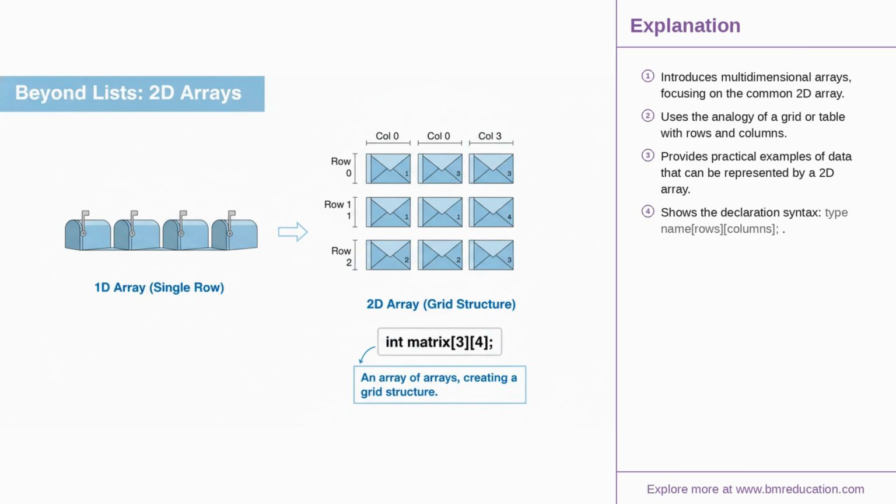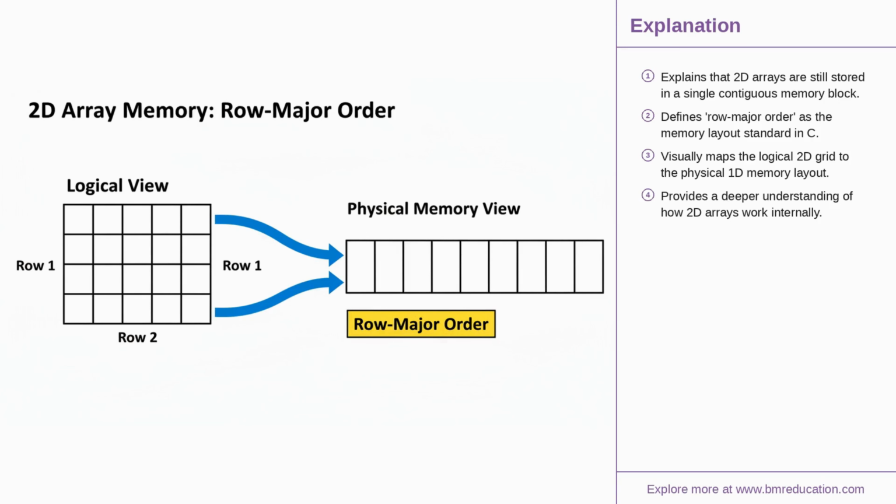Under the hood, a 2D array is still stored as one single contiguous block of memory. C lays it out in row-major order, meaning it stores the first complete row, followed by the second complete row, and so on. Understanding this memory layout is key to understanding how the compiler finds an element like matrix[1][2] so quickly.